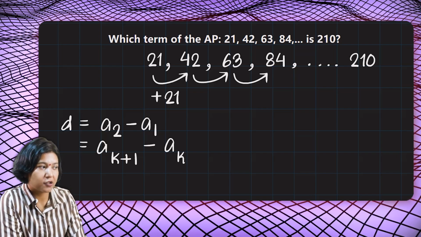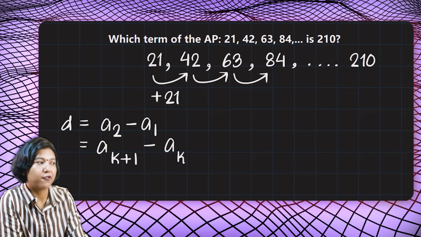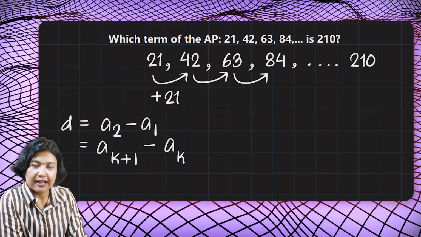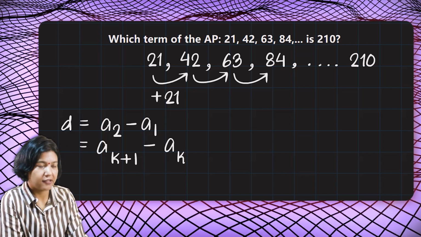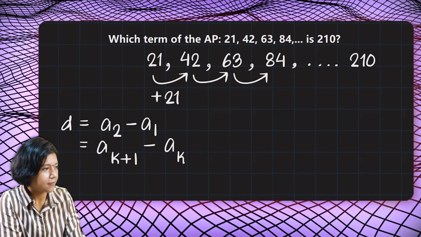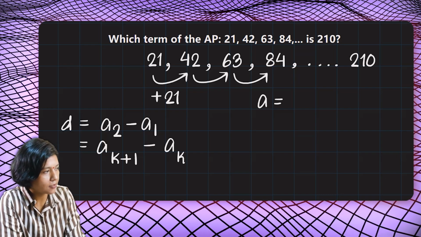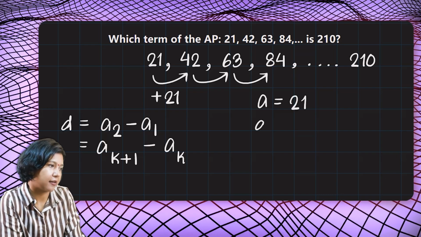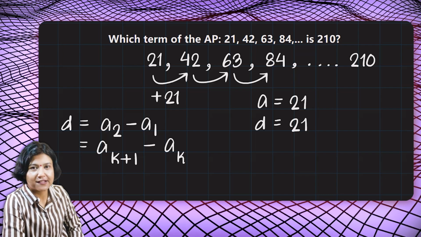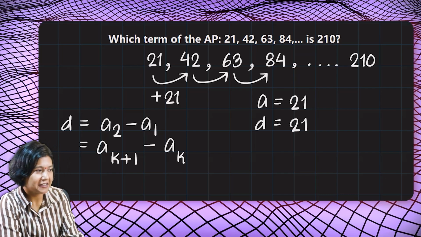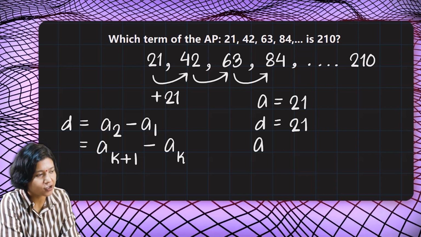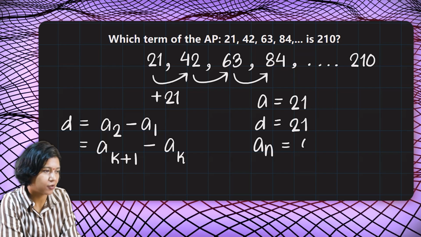So in this question, the common difference can be obtained by just writing 42 minus 21. And that is how you found that the sequence has the difference 21. So my first term is also 21. My difference is also 21. The question is asking you which term has to be 210. So I'll say that there is some term in this sequence which has to be 210.